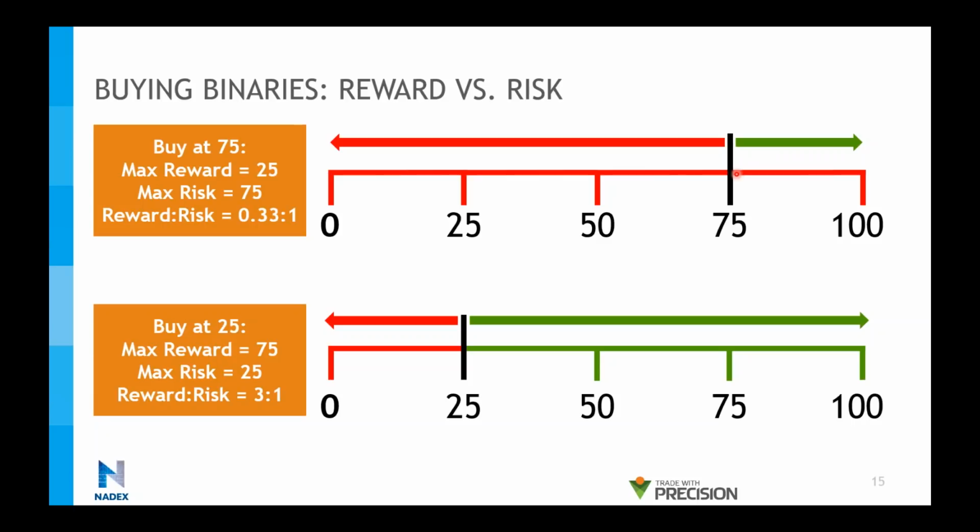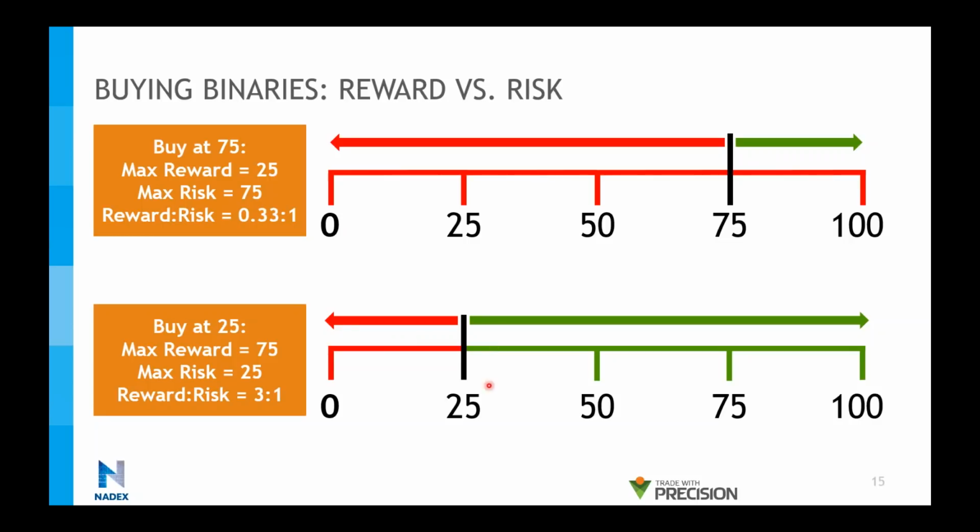If we bought that in the money option, I'm paying much more for it. I have to pay 75 bucks now. What's the maximum profit? 25, because it can only go to 100 at expiry. However, if the market reverses and price drops below the strike price, that contract will settle for 0. I just paid 75 for something which will be 0. So my reward to risk ratio: I'm risking 75 for the potential to make 25. Reward to risk ratio 0.33 to 1.